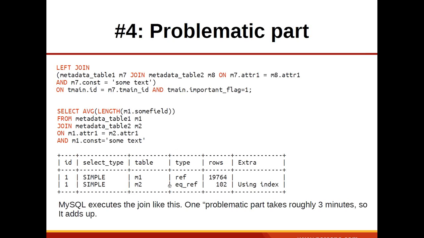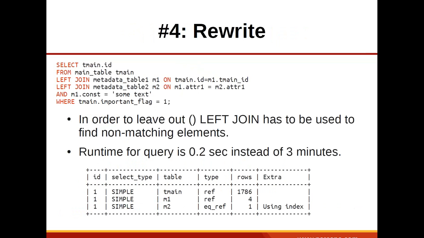And the explain shows a very different result for this. MySQL actually executes the join like this because of the parentheses. It will join metadata table 1 to metadata table 2, and it will join the resulting table to the other one. So one of these problematic parts takes roughly 3 minutes. The original one took an hour. So 20 times 3 minutes, it adds up, right?